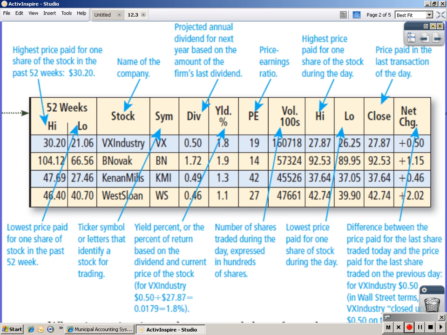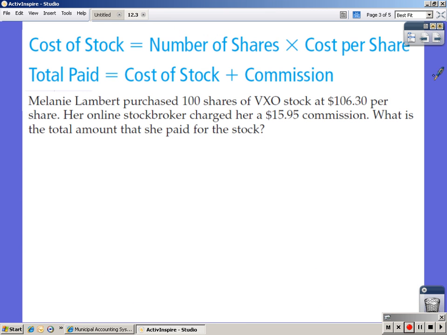All right, so go ahead and get this formula down real fast, and then we'll go ahead and work the problem. Okay, so the cost of stock equals the number of shares times the cost per share, and the total paid equals the cost of stock plus commission.